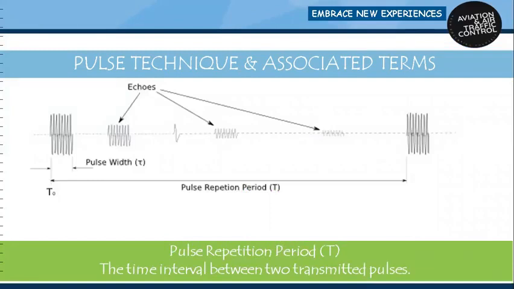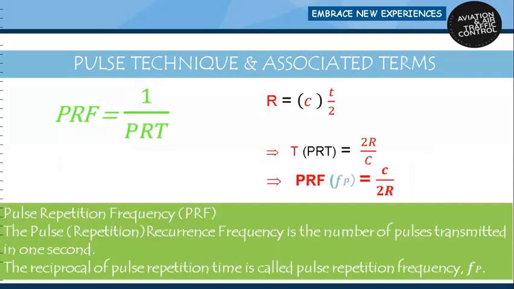Pulse length is the distance from the leading edge to the trailing edge of the radar pulse as it travels in space, or the time interval between two transmitted pulses. Pulse repetition frequency, denoted as PRF, is also known as pulse recurrence frequency. It is the number of pulses transmitted in 1 second. The reciprocal of pulse repetition time is called pulse repetition frequency.